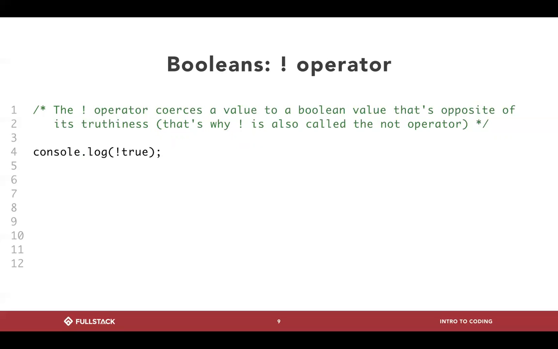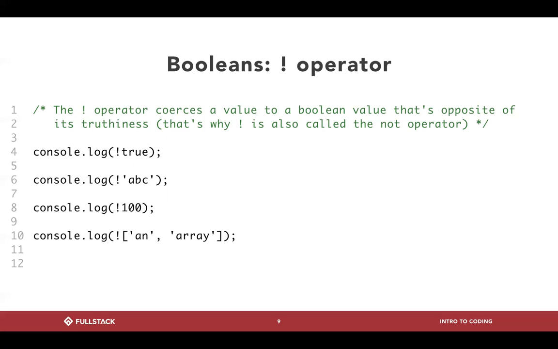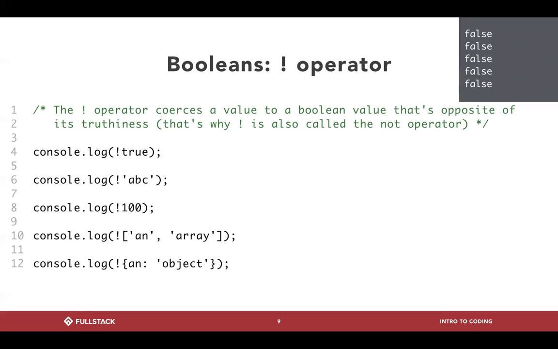So this, if I console log that out, it would be false. True is a truthy value. It is true. And then if I put that not operator, it flips to be false. ABC coerces to true. It's a truthy value. And then the not operator flips it to false. 100 is a truthy value. It coerces to true, it flips to false. An array, truthy, flips to false. An object, truthy, flips to false. So it just flips the truthiness of the value.